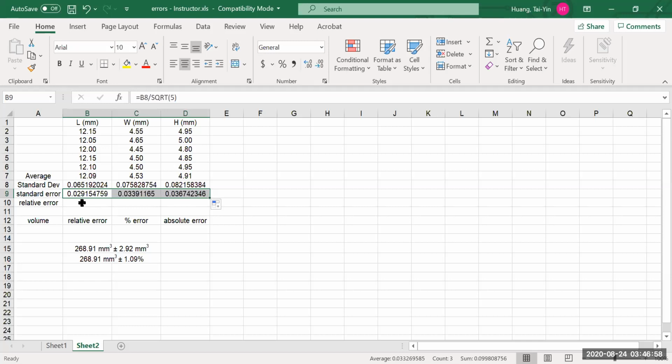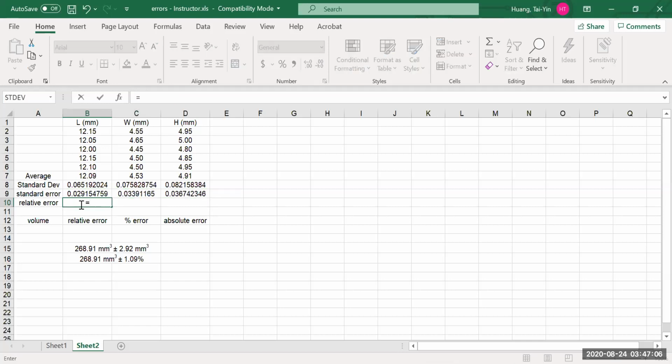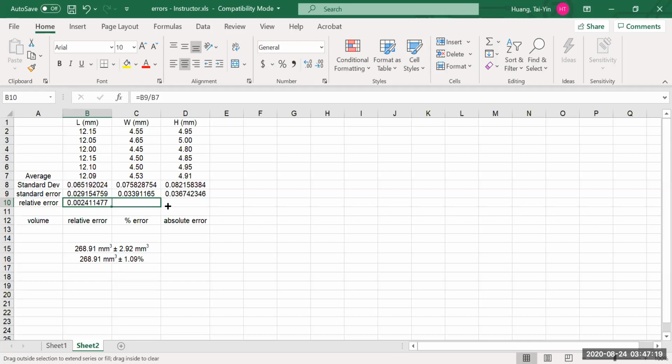Relative error. How do we calculate relative error? Remember, relative error is the standard error divided by the average value. So click on the cell, hit equals, you click on standard error, and then divided by the average value, and then hit enter, and then just drag it along.